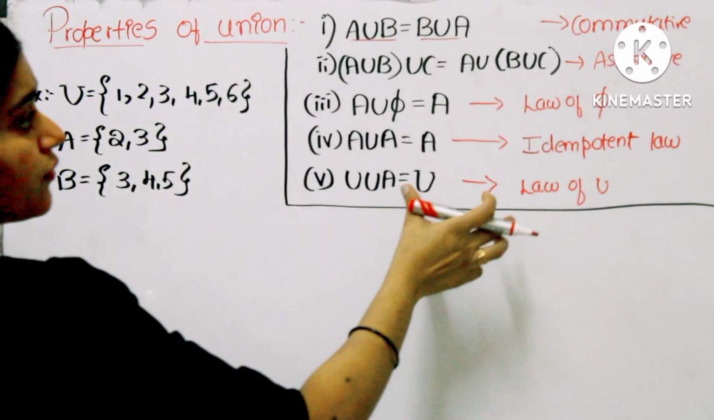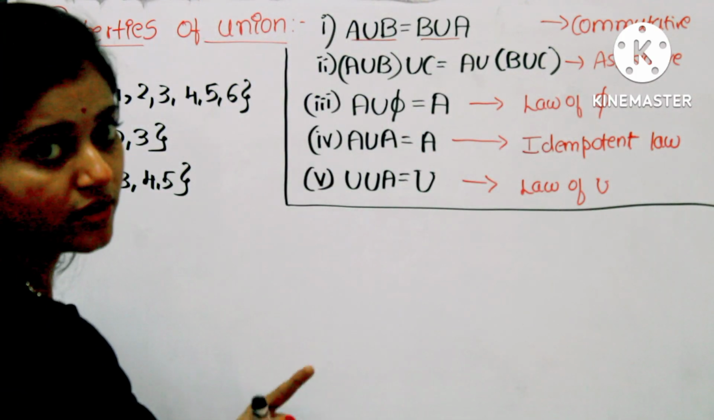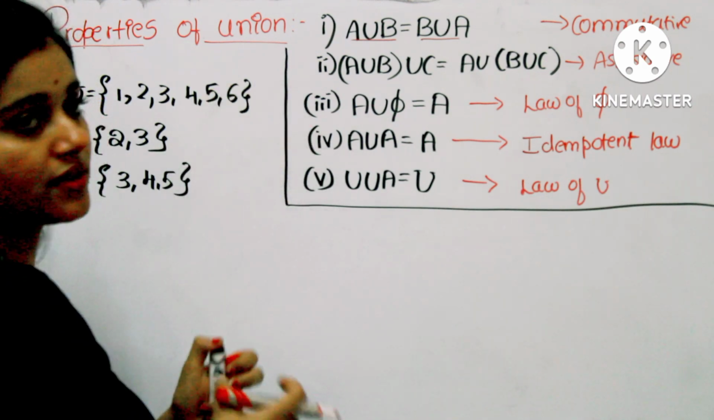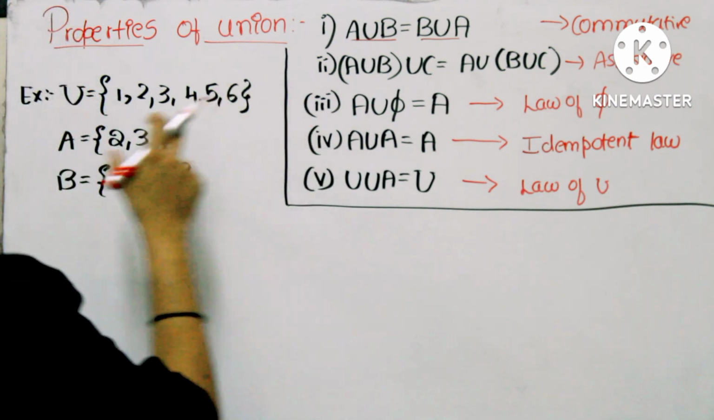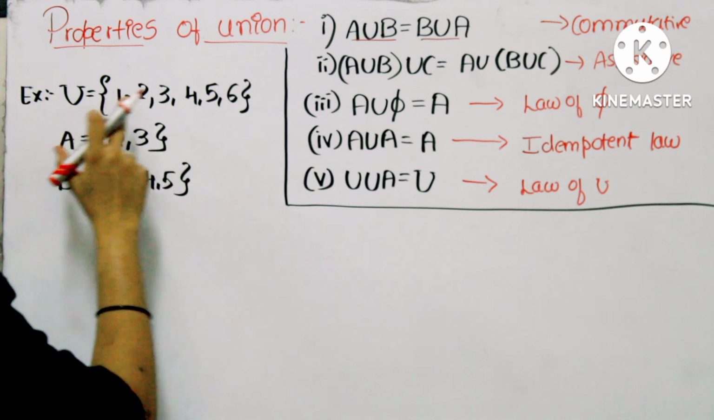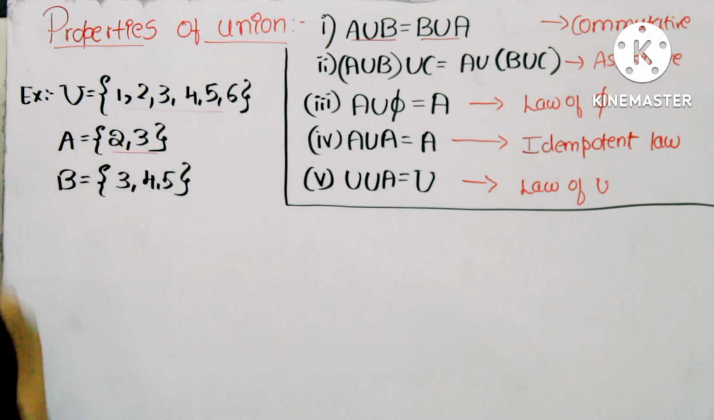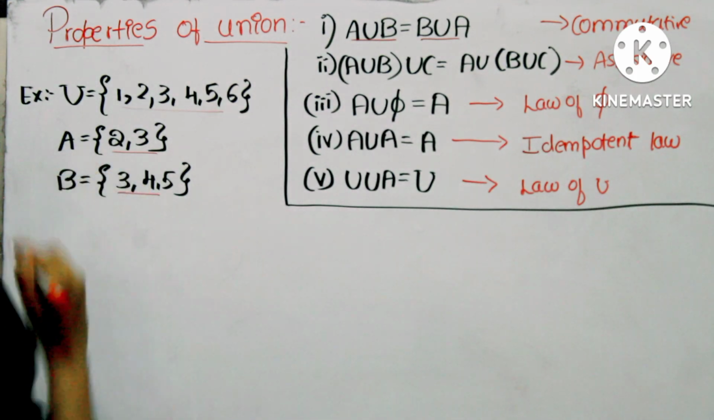Okay, now let's verify whether this is true or wrong. It is true, but just for verification, we will verify this by taking an example: U is equal to {1, 2, 3, 4, 5, 6}, A is equal to {2, 3}, and B is equal to {3, 4, 5}.